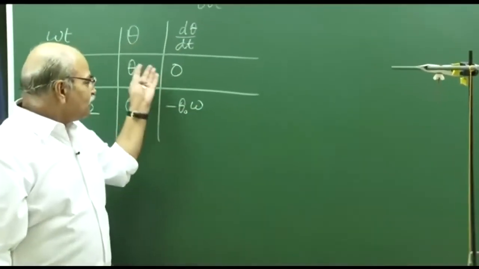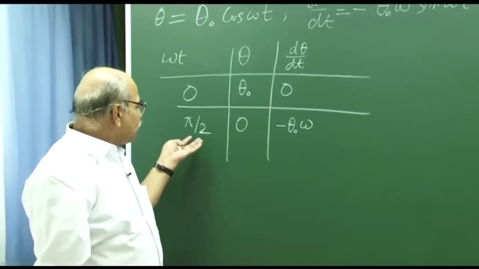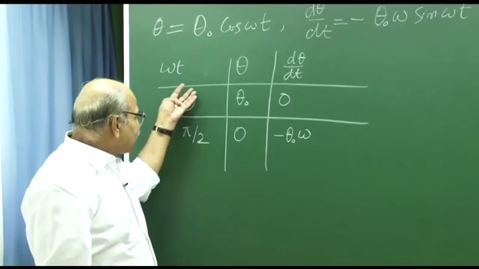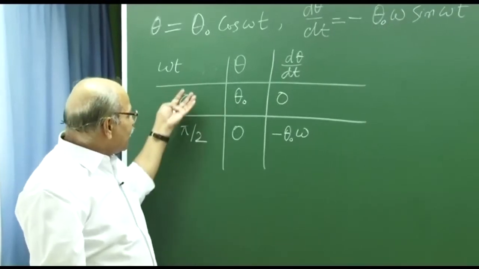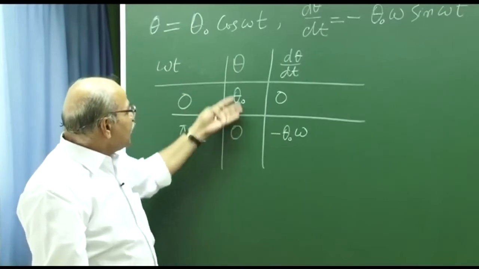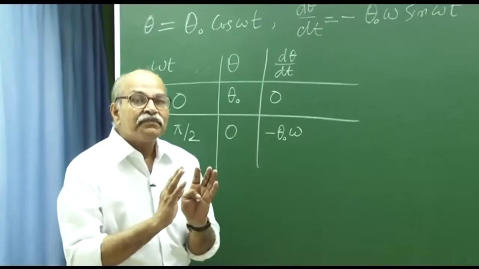So similarly, all values you can work out. Whatever value you want to give, pi, 3 pi by 2, 2 pi, pi by 3, 5 pi by 6, whatever value of omega t you give, you will get the position and you will get the angular velocity. So the phase is defined from there.